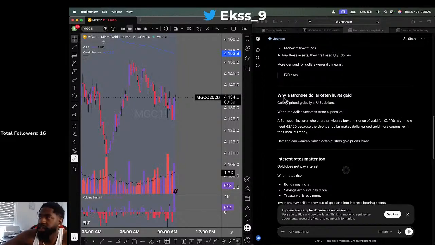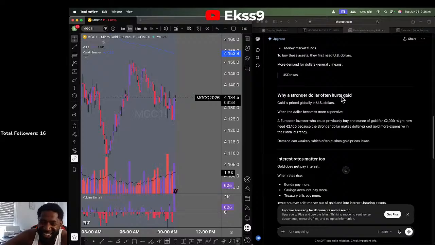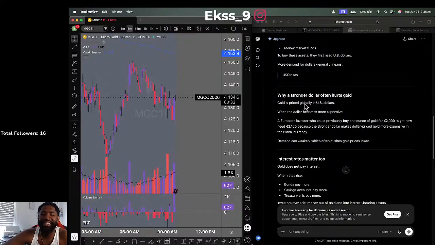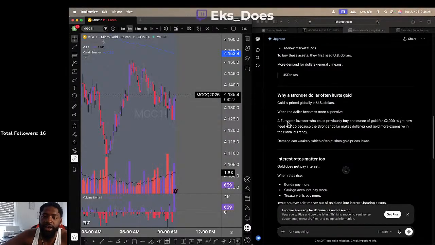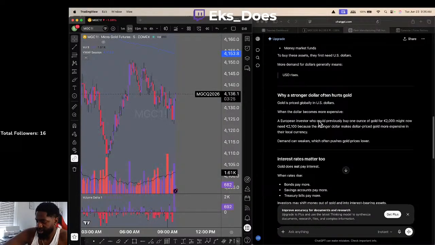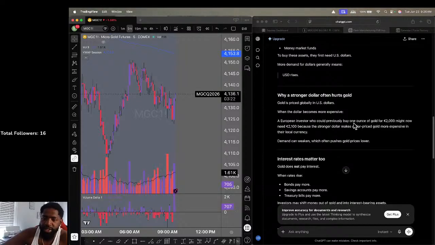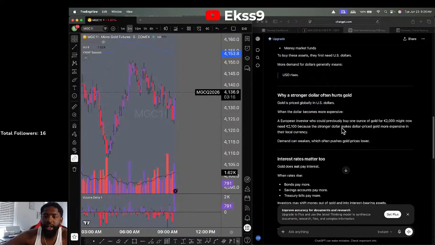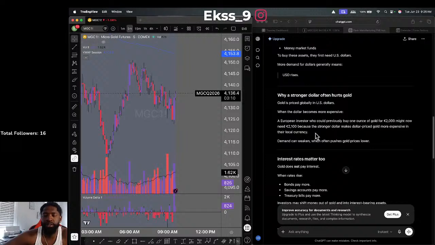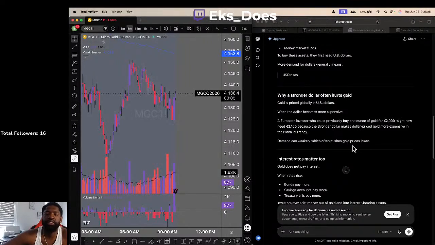All right, so let's read that again. Why a stronger dollar often hurts gold. Gold is priced globally in US dollars. When the dollar becomes more expensive, a European investor who could buy 1 ounce of gold for 2,000 euros might now need 2,100 euros, because the stronger dollar makes dollar priced gold more expensive in their local currency. So demand can weaken, which often pushes gold prices lower.